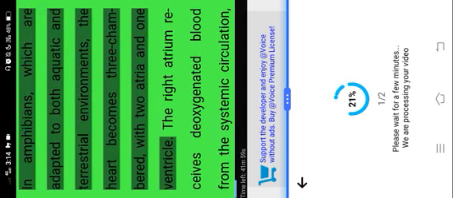In amphibians, which are adapted to both aquatic and terrestrial environments, the heart becomes three-chambered, with two atria and one ventricle. The right atrium receives deoxygenated blood from the systemic circulation, and the left atrium receives oxygenated blood from the lungs and skin, cutaneous respiration.